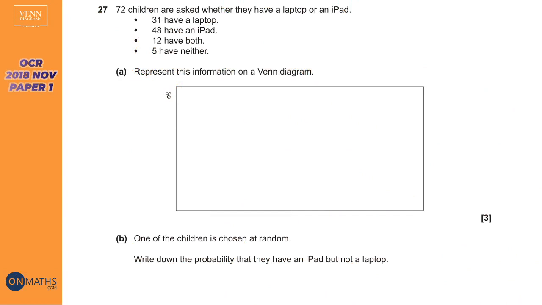What's up guys, Onmaths here, and today we're looking at Venn diagrams. So I'm going to go straight in with the OCR question that asks us to draw a Venn diagram.